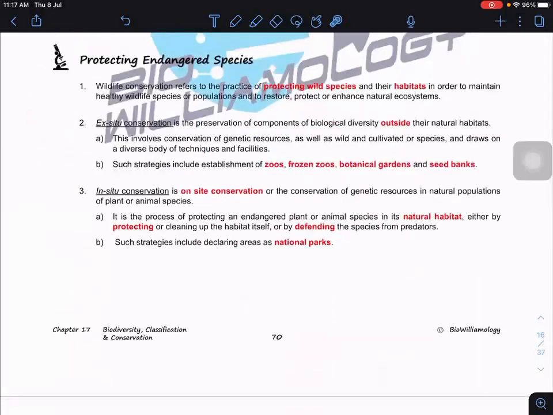So how can we protect the endangered species? As I said, if we don't protect those endangered species, they will go extinct. And we do know that in terms of biodiversity, if one species goes extinct, it will bring a disastrous effect onto the entire ecosystem. Okay, so when we talk about wildlife conservation, we want to protect the wild species as well as the habitats.